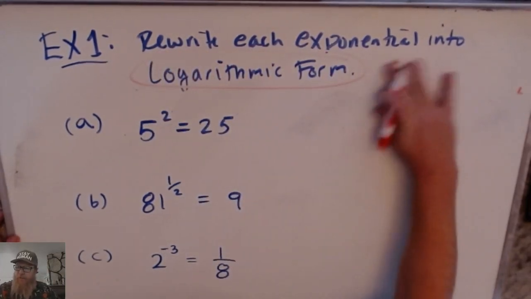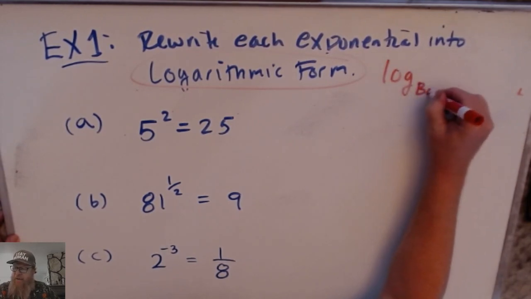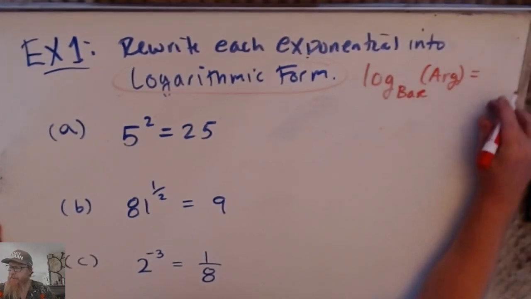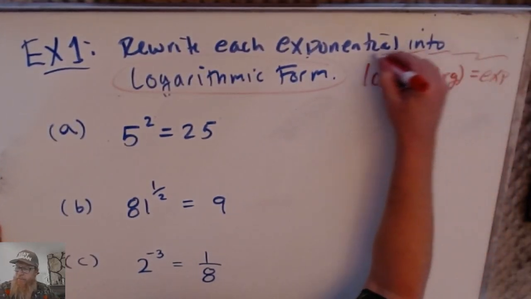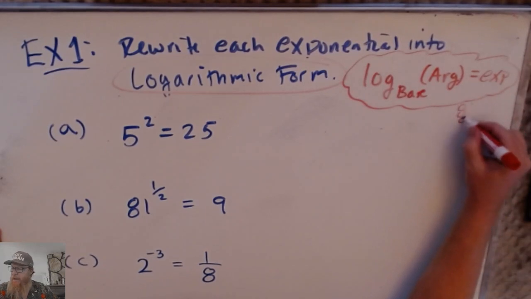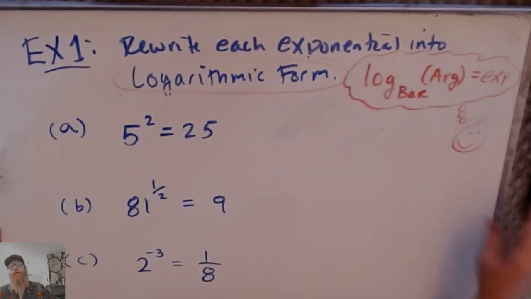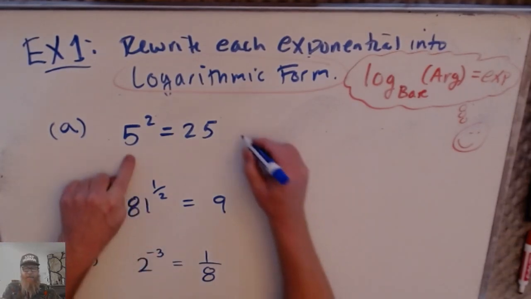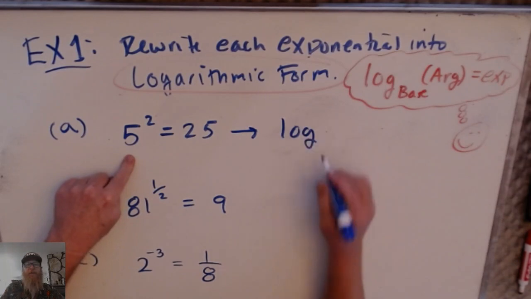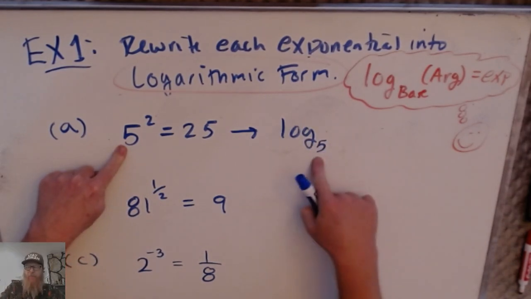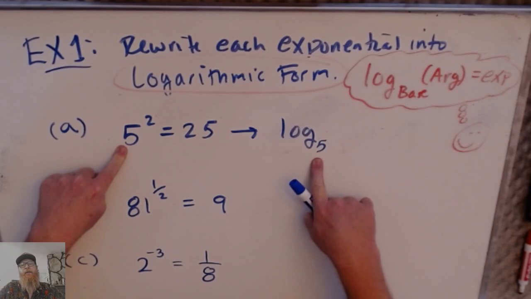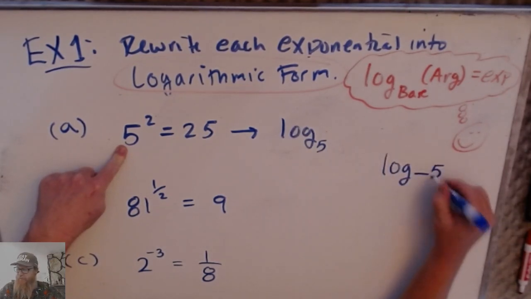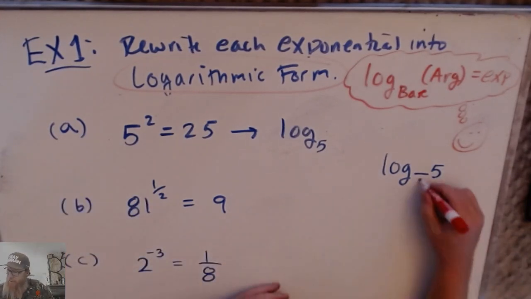So remember, it's log, base, argument equals exponent. That's how you're going to remember it. Okay, so log. Base is 5, so we put a little 5 down here. When you type that, you're going to do an underscore like this. So use the underscore.